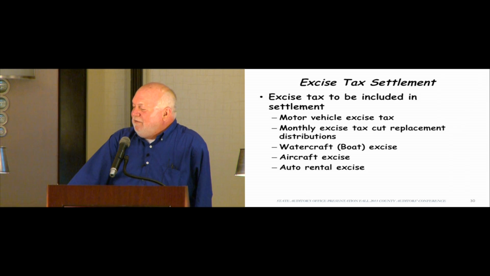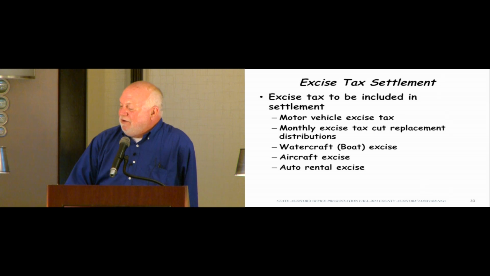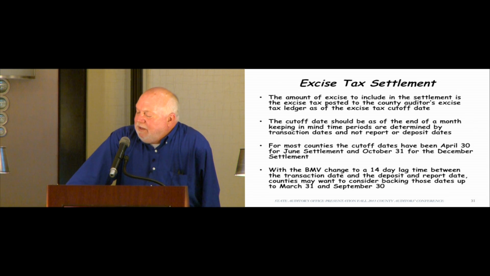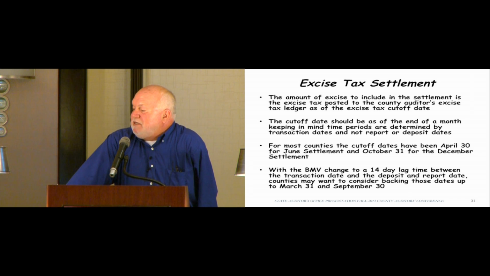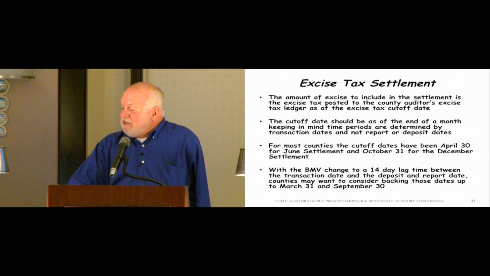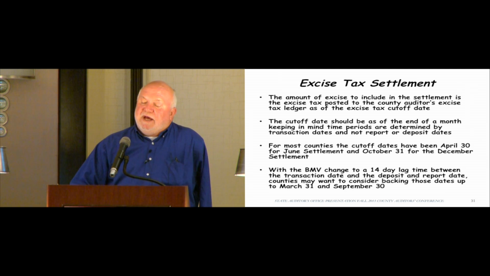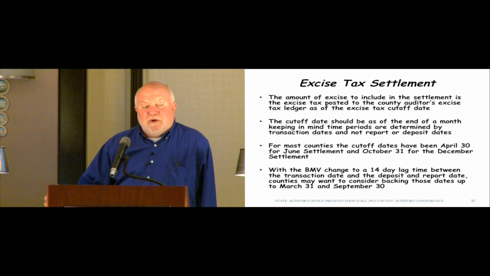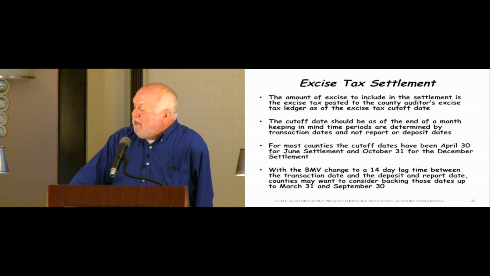Settlement, stating the obvious here again: what amounts of excise are you including in settlement. The amount you're going to include is the amount that's on your ledger as of your excise cutoff date. The cutoff date should be at the end of a month. And remember, the recommendation is that you use transaction dates and not reported or deposited dates. So if you're cutting off at the end of September, you're actually looking at the money that was reported to you up to October the 14th.